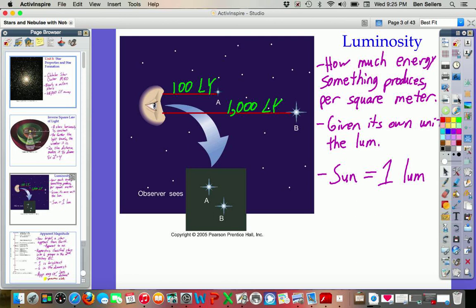We've given it a unit. It's called the lume. We designated that the sun is 1 lume. It's essentially how much energy something produces per square meter.